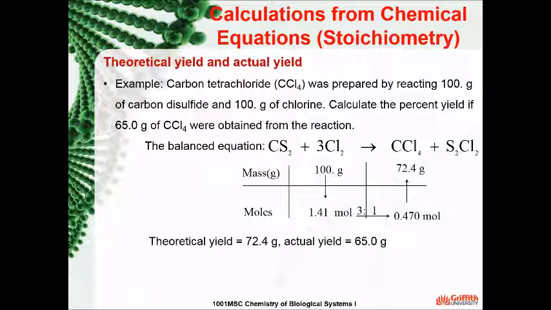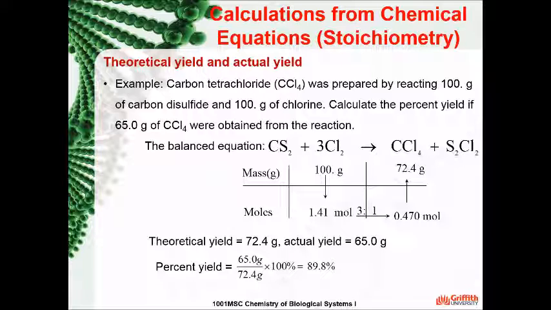However, we actually obtained only 65 grams. So to calculate the percent yield, we divide the actual yield by the theoretical yield and multiply it by 100%. In this case, 65.0 grams over 72.4 grams times 100% will give 89.8%. This is the end of the Module 6 content.